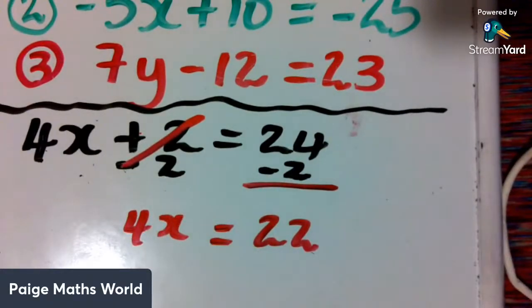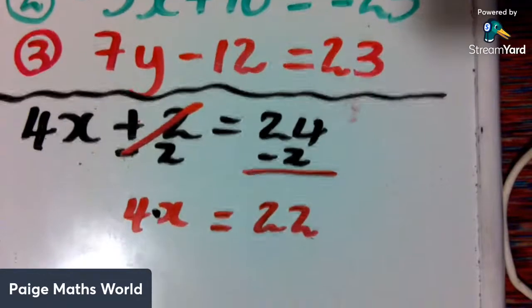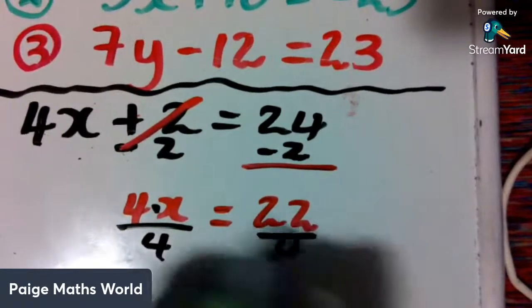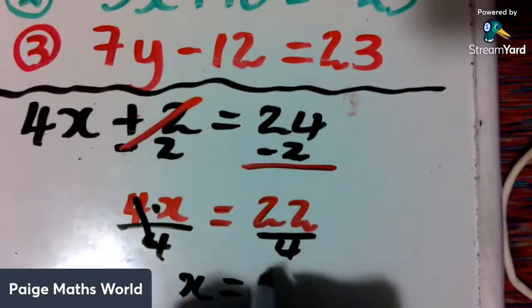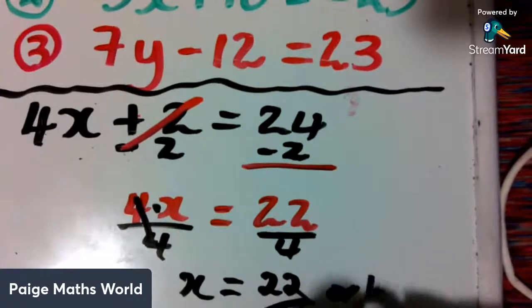And now we're going to be doing what? We're multiplying here by x, right? 4 is multiplied by x. We need to get x by itself, so we're going to divide both sides by 4. And so x is equal to 22 upon 4, or we can say 11 upon 2.